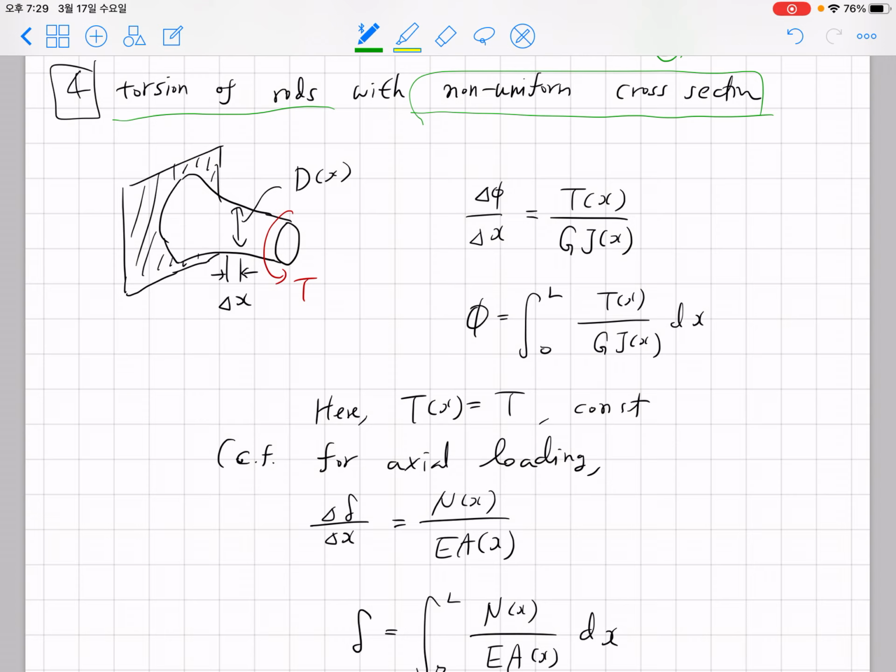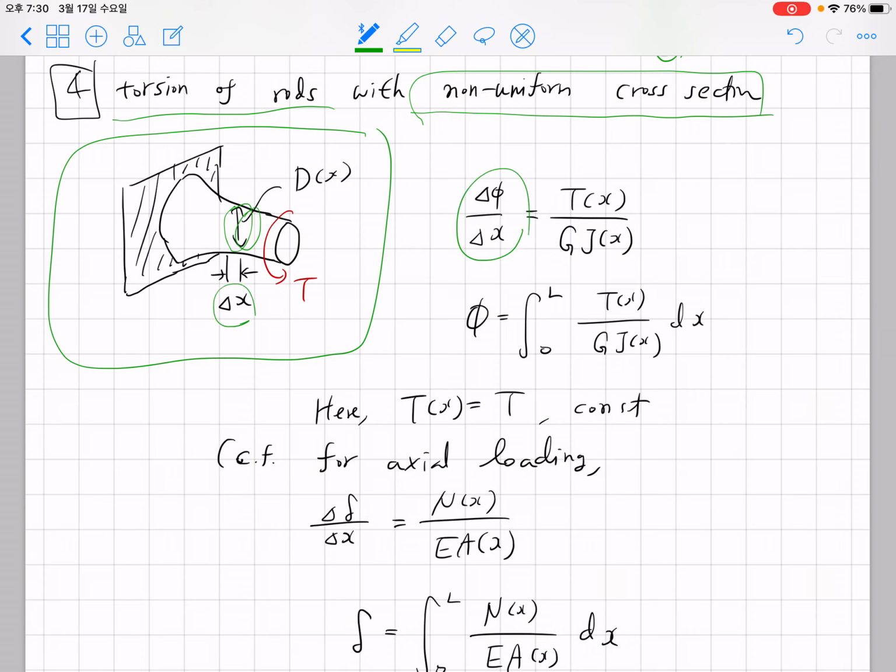Okay, so the example we're gonna first consider is a rod with non-uniform cross-section, and here the cross-sectional area keeps changing. Of course, as I told you, even though I say non-uniform cross-section, we have to only consider circular cross-section. If it's not circular, we're gonna be in trouble, and we cannot apply our knowledge. Okay, but anyway, for this problem, let's consider this small section with length delta x.